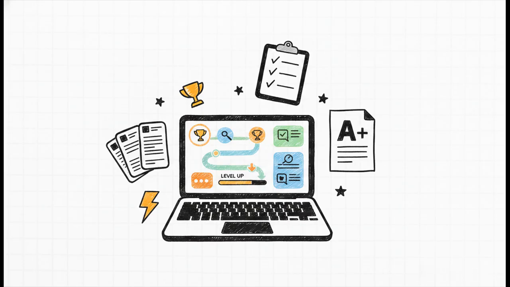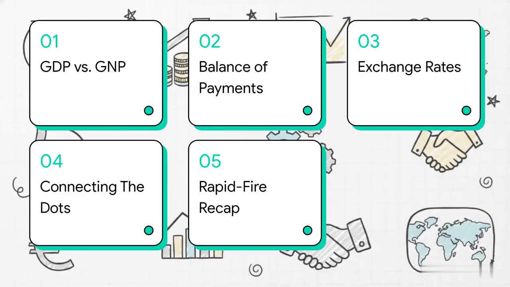All right, let's get into the material. Here's our game plan. 1. GDP versus GNP. 2. The balance of payments. 3. Exchange rates. 4. Connecting the dots. And 5. A rapid-fire recap.